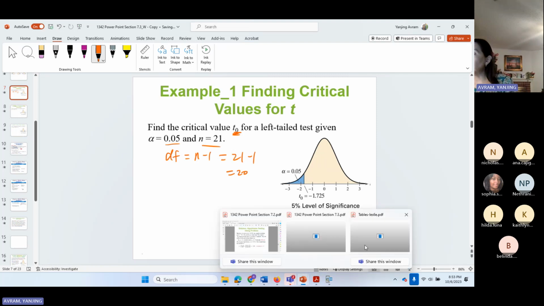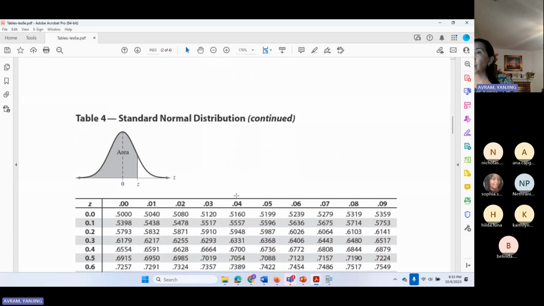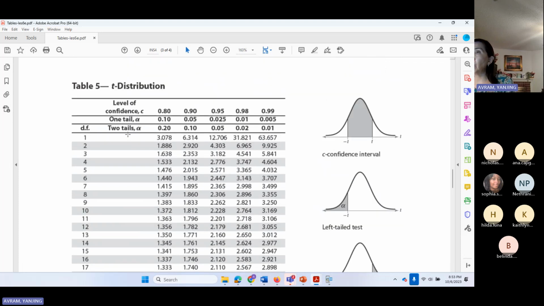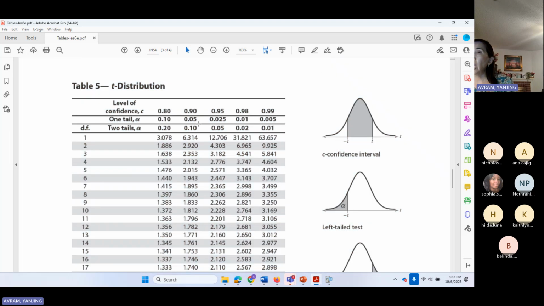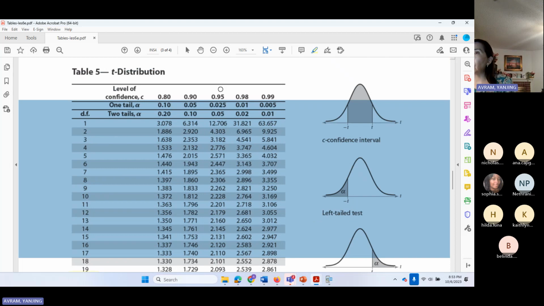So let's go ahead and open a table. This one, you're gonna read a different table, okay? Not a Z table, but a T table. All right, so now you look at the T distribution, that's the T table in here. And the degrees of freedom is 20, so we have a 20 right here, right? And then we also look at the alpha is 0.05.